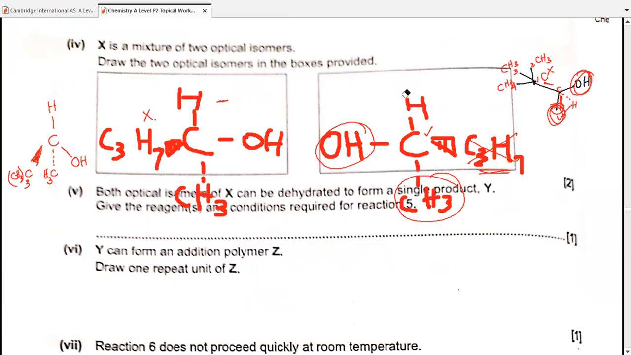So let's clear out what Y is. So this is going to be like this. CH3, CH3. This should be a little bit over here, CH3. Okay, and we have the C double bond CH2, and this is of course CH, and this is OH. Now, this is the molecule Y. Go ahead and draw a repeat unit of C.